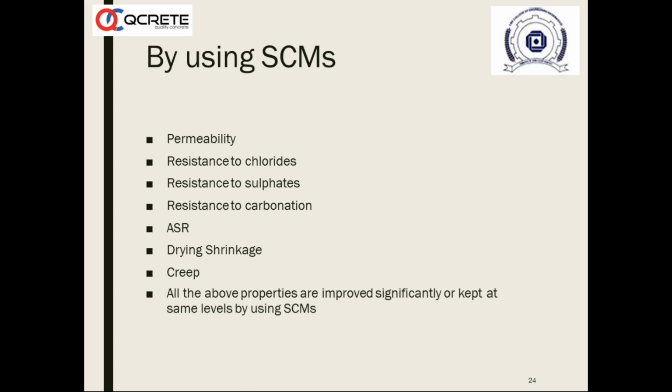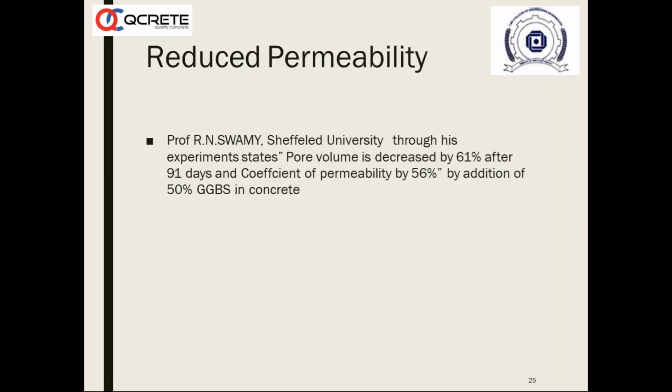So what are the uses of SCMs? SCMs reduce permeability and improve resistance to chloride, sulfates, carbonation, alkali silica reactivity, drying shrinkage, and creep. All the above properties are improved significantly or kept at the same levels. Reduced permeability is one of the most significant impacts of supplementary cementitious material. R.N. Swami, professor, Sheffield University, through his experiments stated that pore volume is decreased by 61% after 91 days, and the coefficient of permeability by 56%, by addition of 50% GGBS.